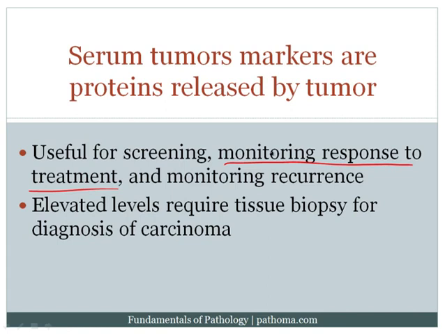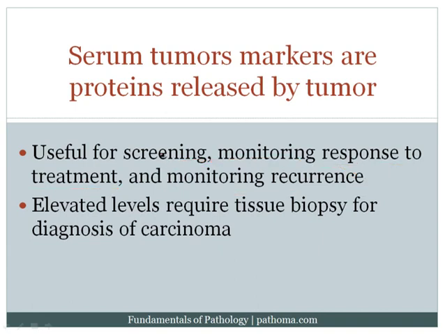And then let's say that the patient comes back in, I don't know, 2 years later, and when they come back in 2 years later, they have bone pain. Well, if we did a PSA and the PSA was now high, that would help to prove that perhaps the patient has a recurrence. And so these are some of the uses for serum tumor markers.